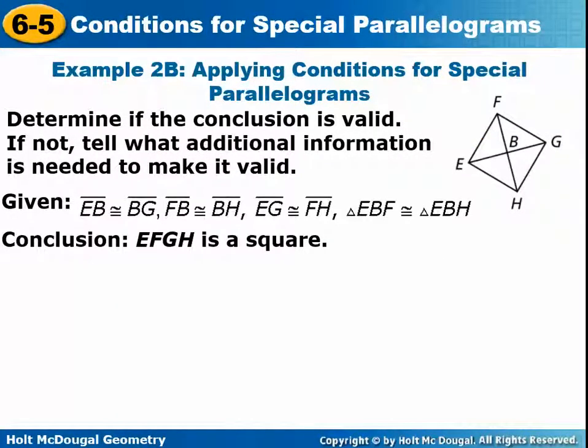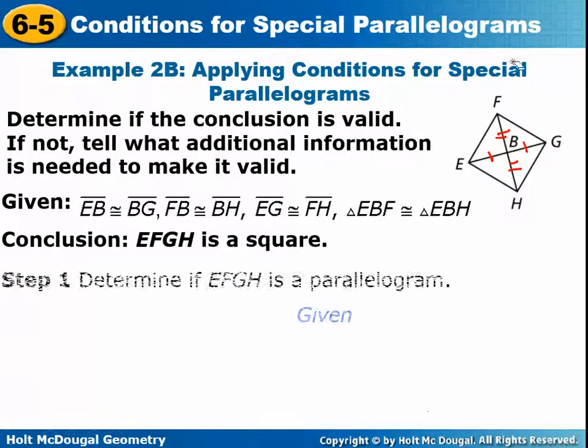All right, let's see about this one. We are given that EB is congruent to BG. That means that it was bisected. We also are given that FB is congruent to BH. So we do know that the diagonals are bisecting something. Also, we know that EG is congruent to FH. Okay, the diagonals are congruent to each other. So the diagonals are bisecting each other, and the diagonals are equal to each other.